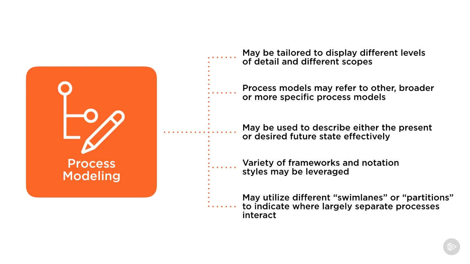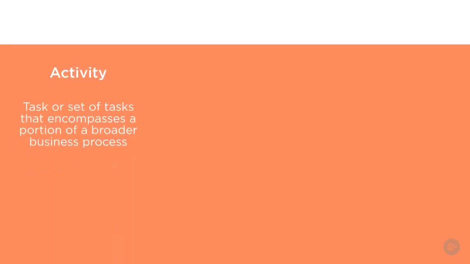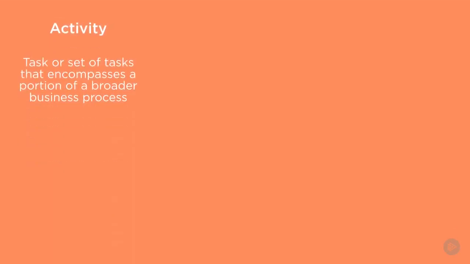Regardless of the notation that's used or how complex a process model might be, there are a few key elements that we can expect to see in any defined process model. First, there must be activities, which are tasks or set of tasks that encompass a portion of the broader business process. After all, the process itself is what we're looking at in a broad scope, but a variety of different steps might be involved inside of that individual process. Each of these would be activities.